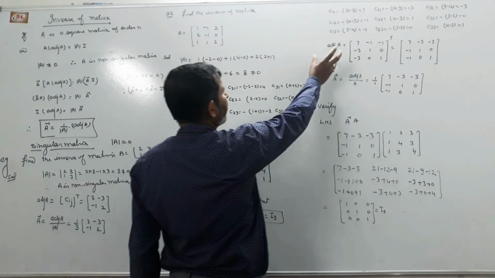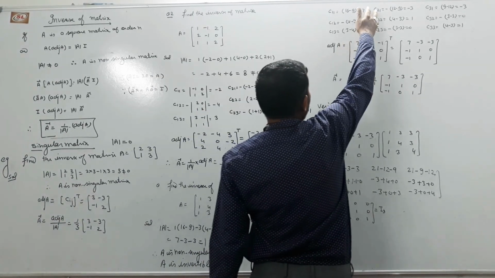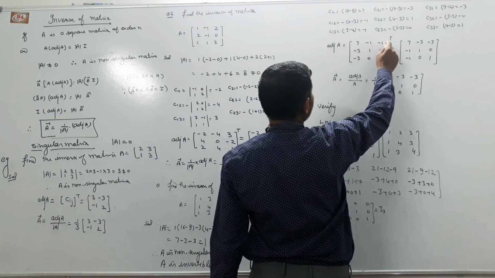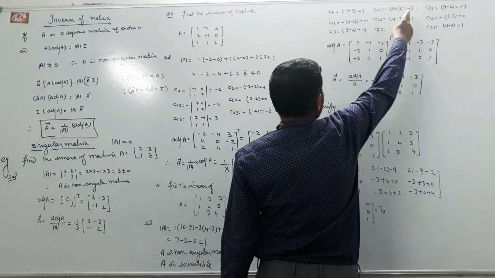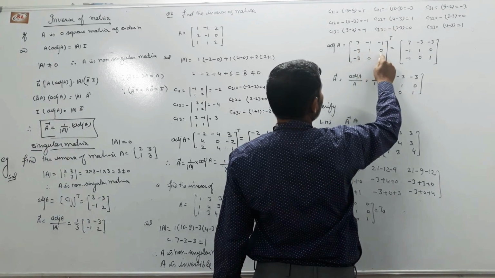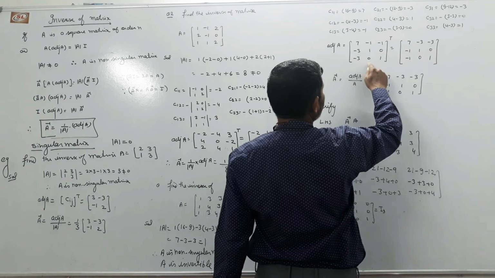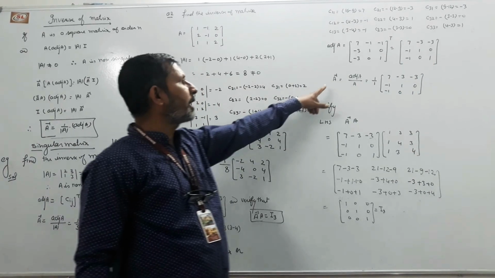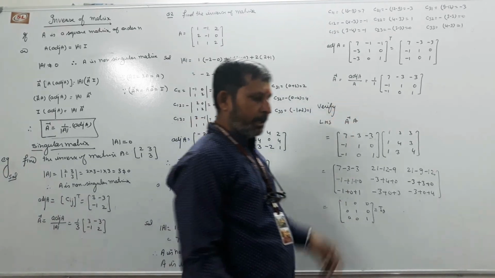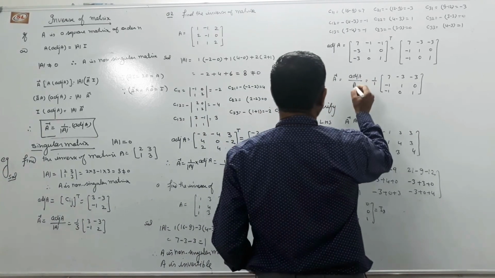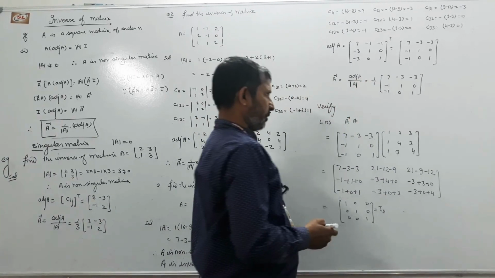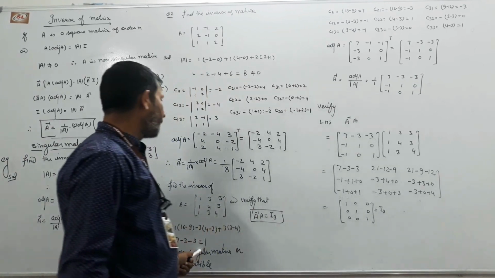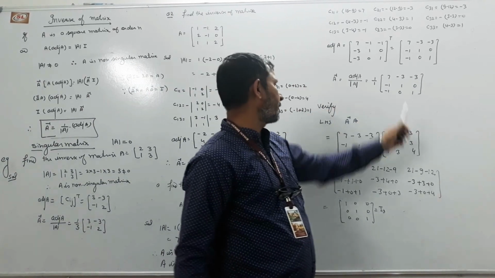Then how can we find the adjoint? Adjoint of A: cofactor of the first row 7, minus 1, minus 1. Cofactor of the second row: minus 3, 1, 0. Cofactor of the third row: minus 3, 0, 1. Transpose this. So again, what is the inverse of A? Adjoint of A divided by its determinant. And the determinant of A is already 1. Then its inverse is this.